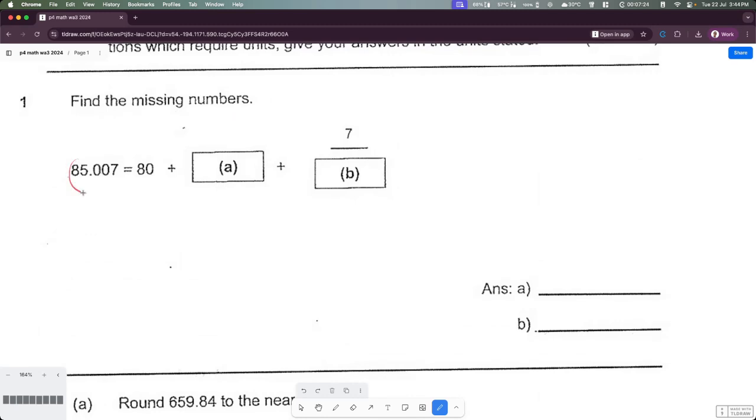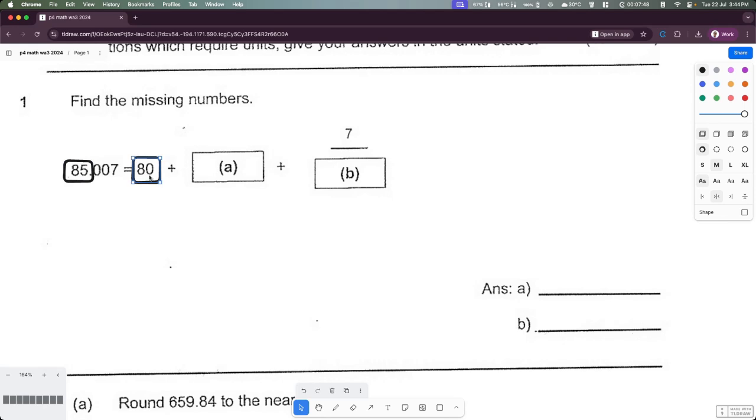So we have 85.007, and it has 80 plus A plus 7 over B. Basically, we need to find the missing numbers. In this case, we can break this down. 80 plus what is A? The first thing is we want to focus on the 85 over here. So what plus 80 gives us 85?